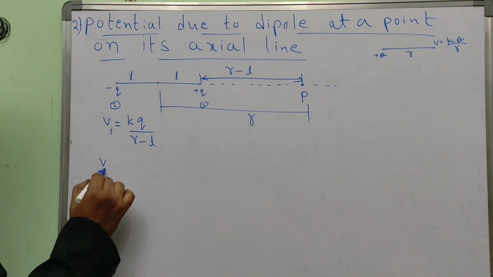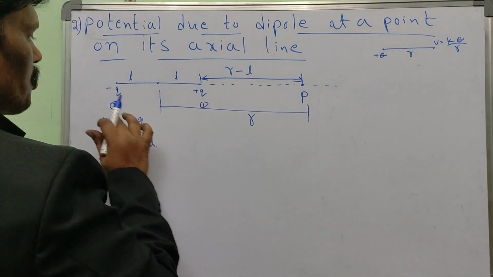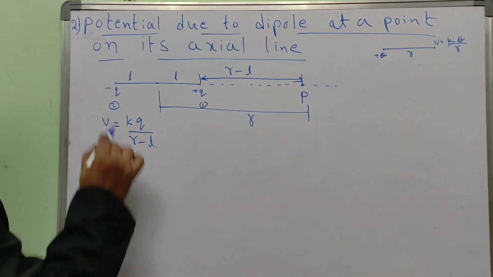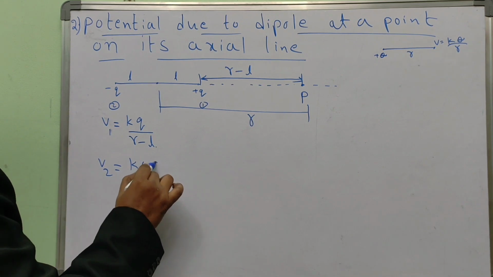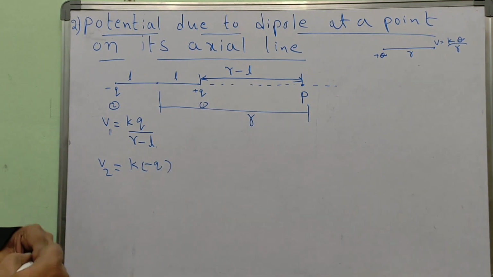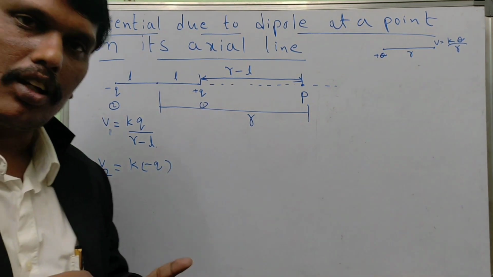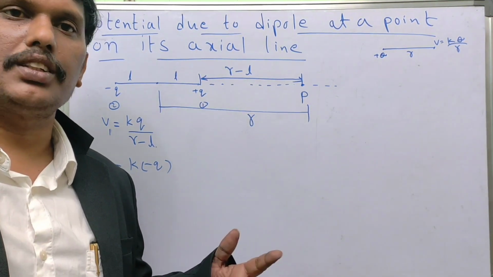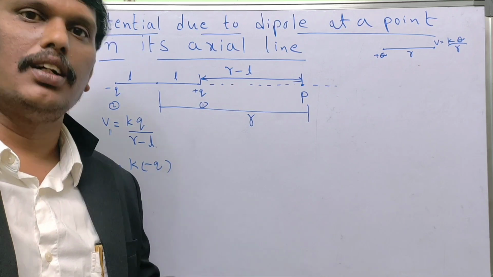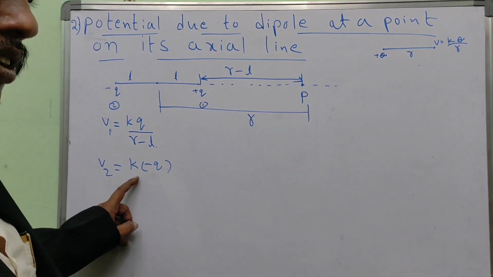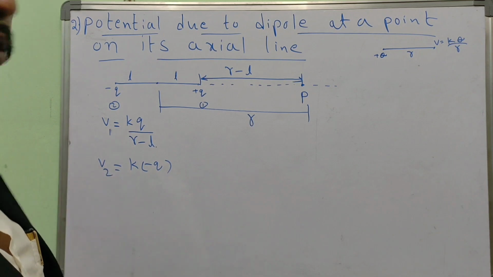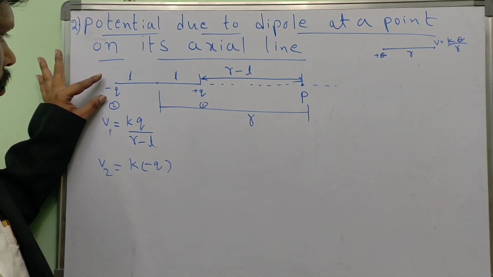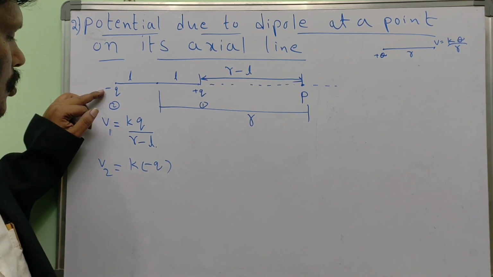And I am going to calculate V2, the potential due to the second charge, minus Q, at point P. So K into what is the charge here? Minus Q. Students, remember potential is a scalar quantity. There is no necessity to represent the direction, because scalars have no direction. That's why while calculating magnitude, the negative symbol also we need to substitute.